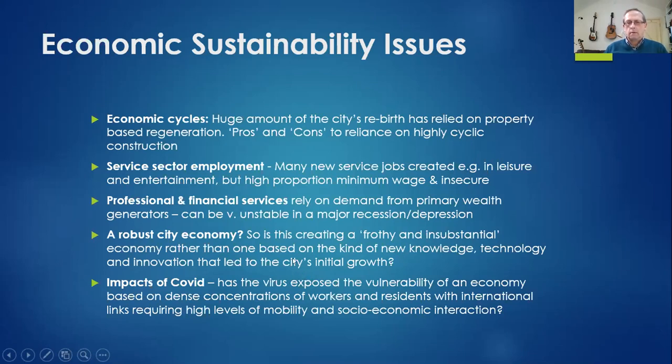And really the pandemic has exposed some of the issues that arise from a reliance on health. We assume that the population will be healthy. We assume certain types of urban function of socioeconomic interaction are going to be workable, viable, and the pandemic has challenged quite a lot of that.